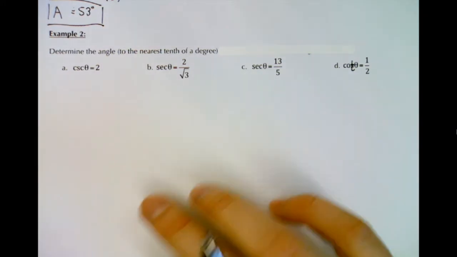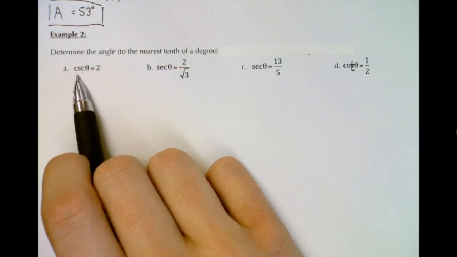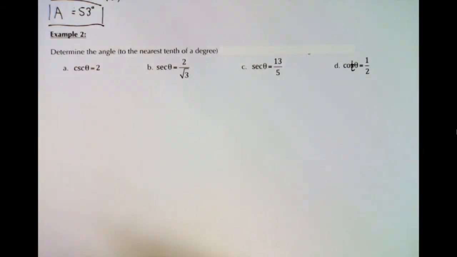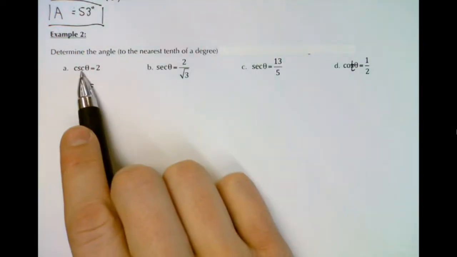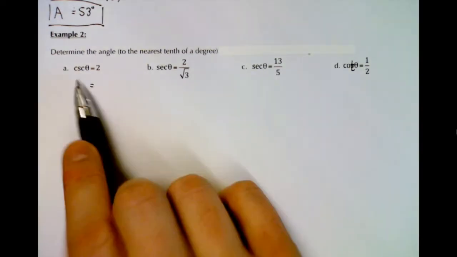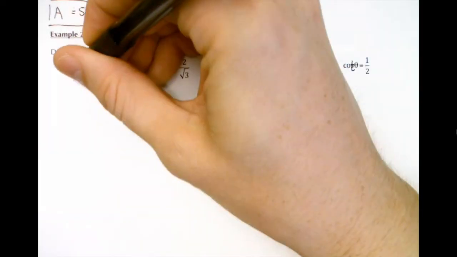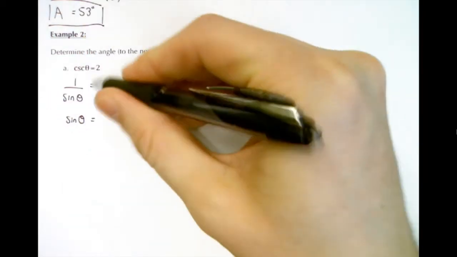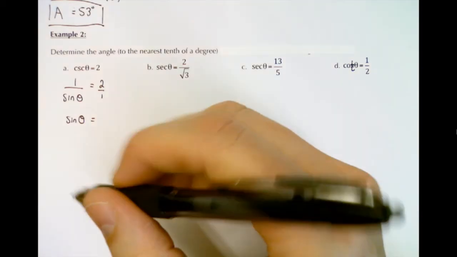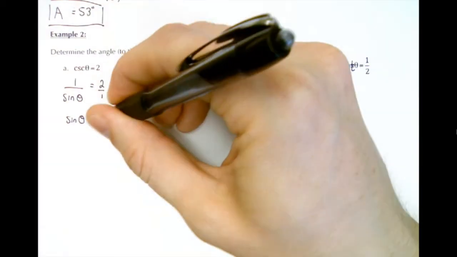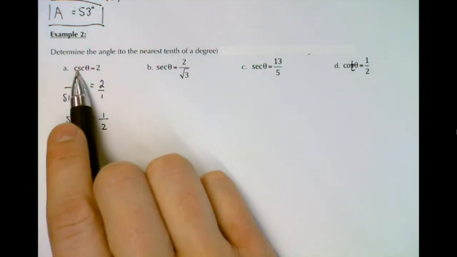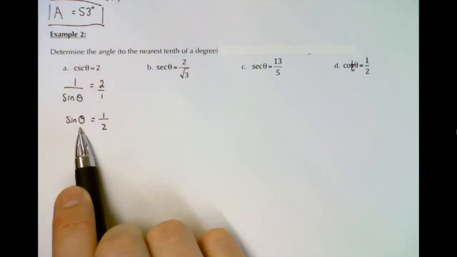Determine the angle. So what happens if you're asked to solve for the angle and you're not given one of the primary trig ratios? There is no cosecant inverse button on your calculator. So what you do to solve is you remember what ratio cosecant is related to. Cosecant is the reciprocal of sine, 1 over sine. So if we want to know what sine is, we take the reciprocal of 2. 2's reciprocal is 1 over 2. And now, instead of solving cosecant theta equals 2, we can solve sine theta equals 1 over 2.